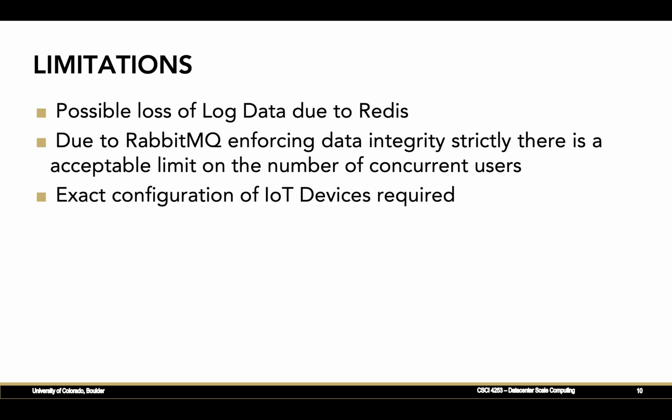Let's go over the limitations, which are only few. We would like to mention them. First one is a possible loss of log data due to Redis. Sometimes Redis pods might even crash, which will destroy the log data. Due to RabbitMQ enforcing data integrity strictly, there is an acceptable limit on the number of concurrent users. This will limit our concurrent users to only 200 to 300 because of this limitation. Exact configurations of IoT devices are required, because if the user doesn't configure their IoT devices with their user ID, then the data might be lost from the user end.